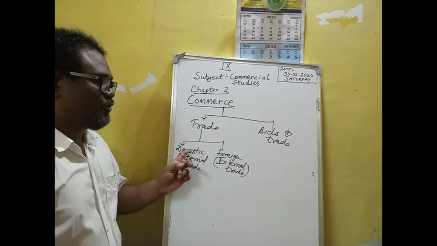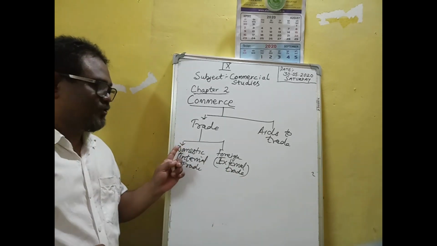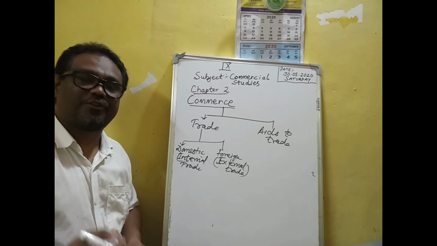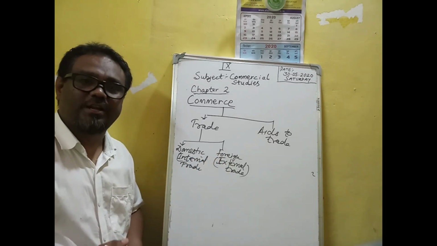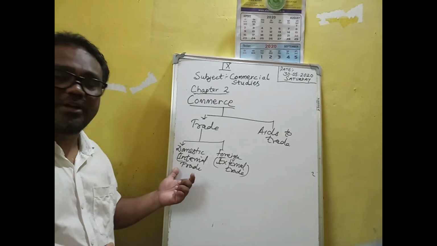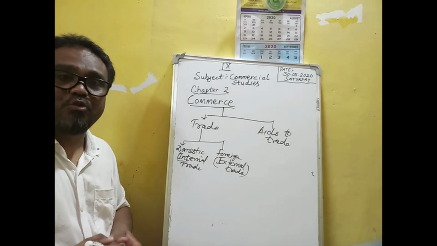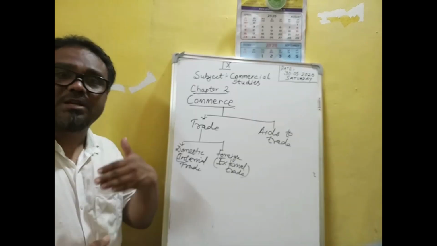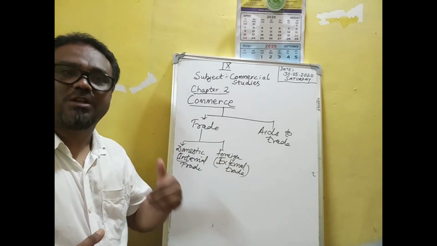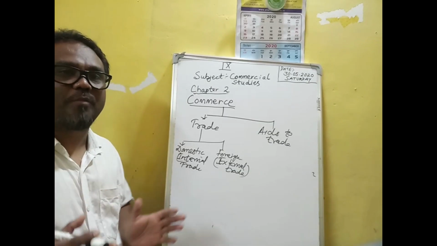So domestic trade is also known as internal trade, and foreign trade is also known as external trade. Foreign trade means international trade, so that is also called external trade. Domestic trade is internal trade, the trade within the country. The goods and services do not cross the geographical boundary of the country.